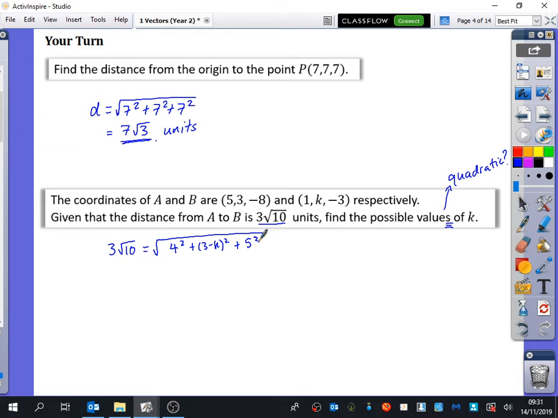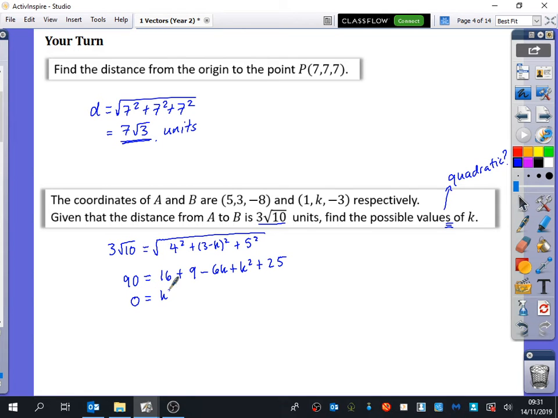First thing that we should do to make this easier, square it. What's 3 root 10 squared? Good, so we get 90 equals, looking at everything we've got in here, 16 plus squaring this, we just said is 9 minus 6k plus k squared plus 25. Good, we've got the quadratic as we predicted, so we better get everything all onto one side and make it equal 0.